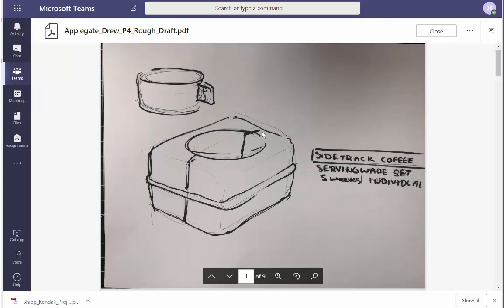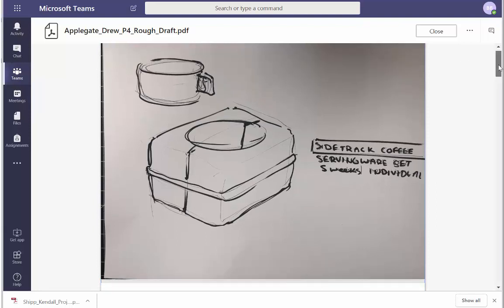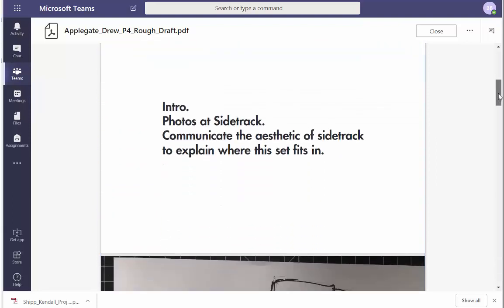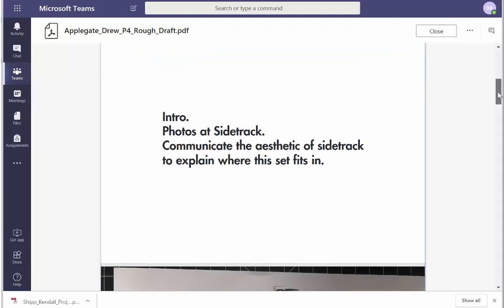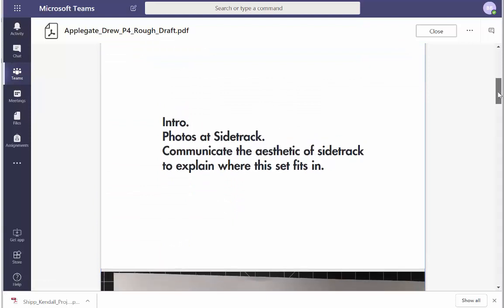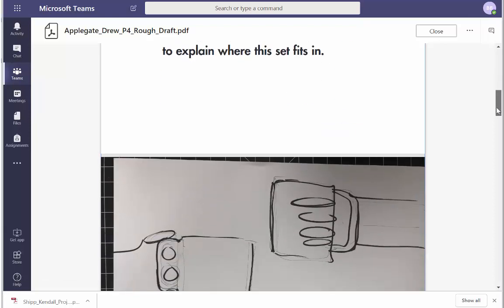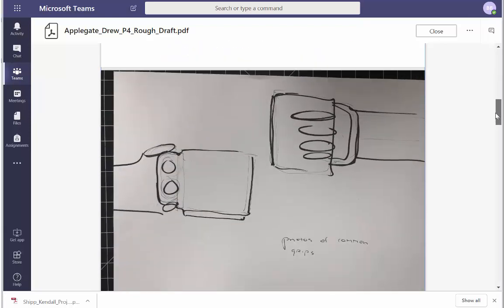Alright. Serving-ware set. Cool. I think what differentiates this project from other ones is you made the dang thing. Yep. So you're talking about Sidetrack and what aesthetic they want going into it. Okay. Grips are cool.